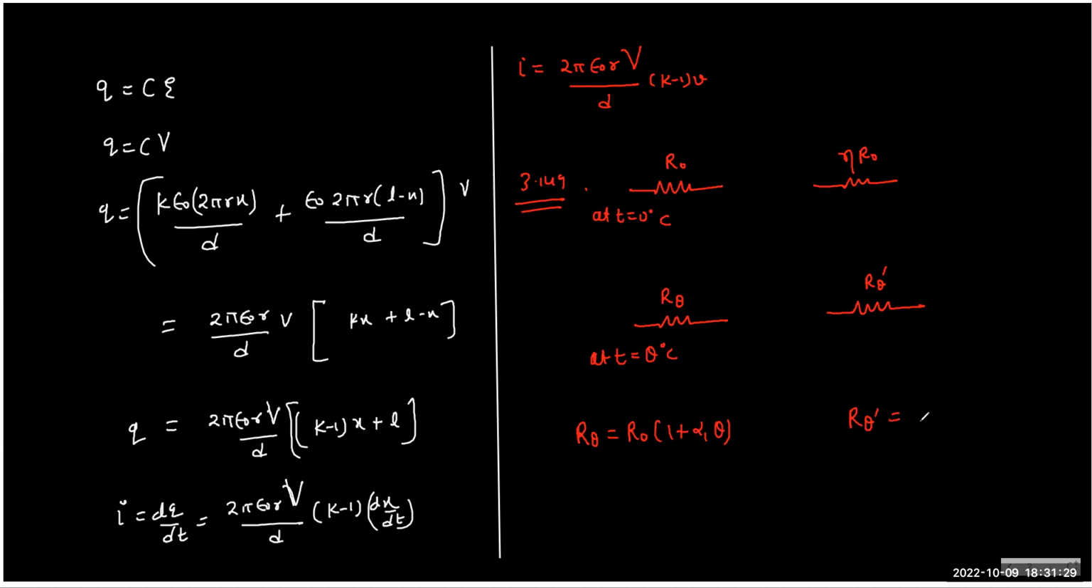Yes. And similarly, R theta dash you can write as R initial into 1 plus alpha 2 theta. This is how we can write. So far, so good. Is this clear so far? Now, what happens when you connect in parallel?